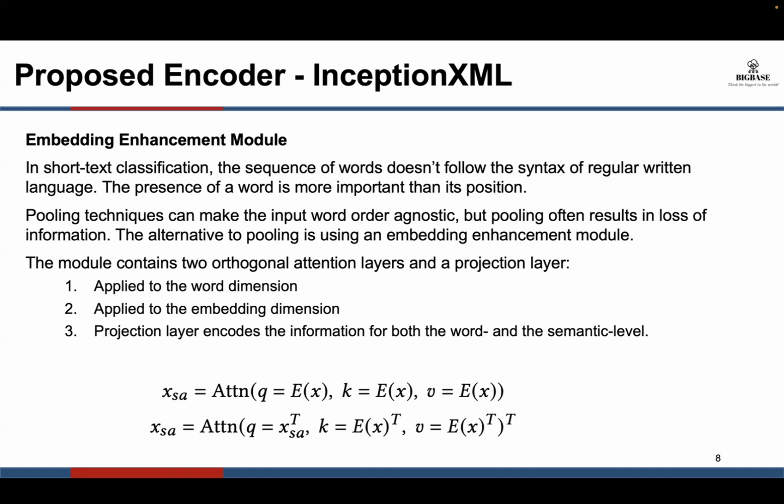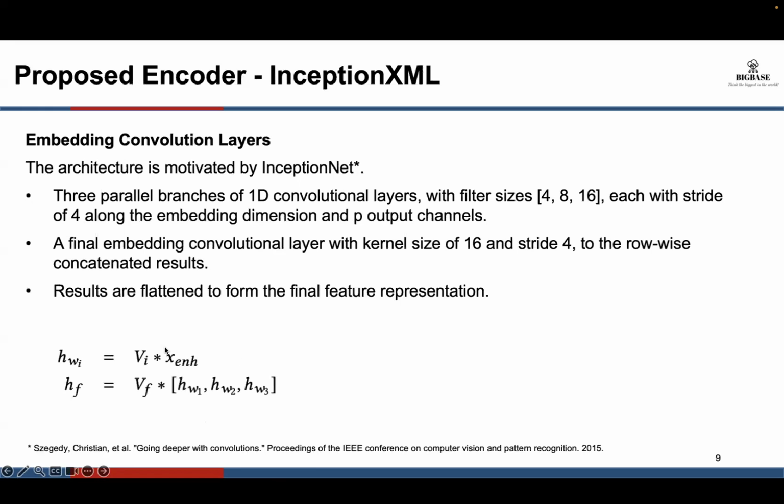The module contains two orthogonal attention layers, where the first is applied to the word dimension, and the second is applied to the embedding dimension. And lastly, there is a projection layer, which encodes the information for both the word level and the semantic level. Here you can see the sequential attention formulation. Here, E of X is the stacked word embeddings for the text input X. And X_SA are the intermediate embeddings, and they are projected to a 32-dimensional space to obtain the final enhanced embeddings, which are X_ENH. These enhanced embeddings are independent of the word order, and they make the model more robust to the lack of structure in short text.